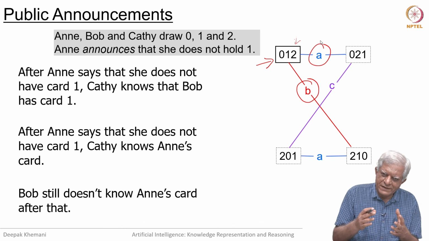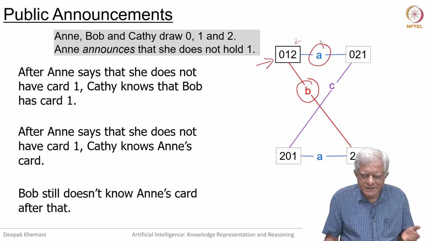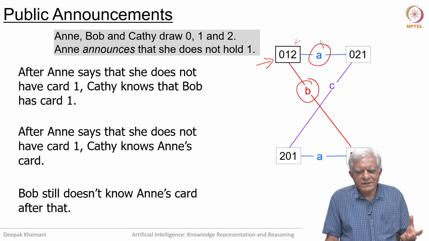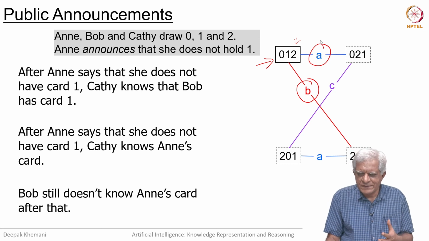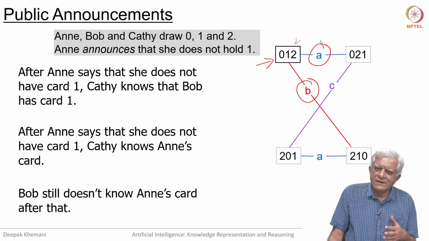So, we will look at another example, the example of muddy children that we just saw, and see how that happens with Kripke structures, but we will do that in the next session.